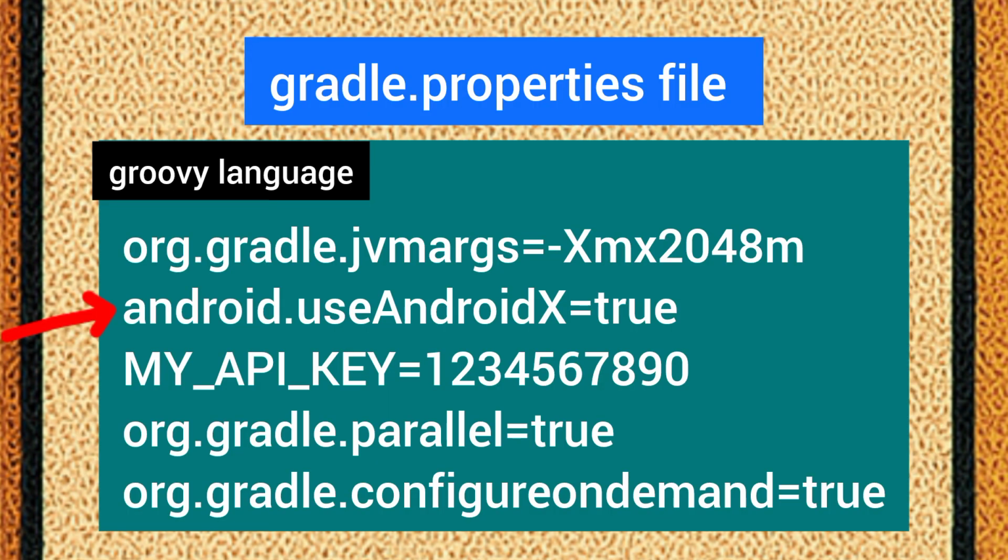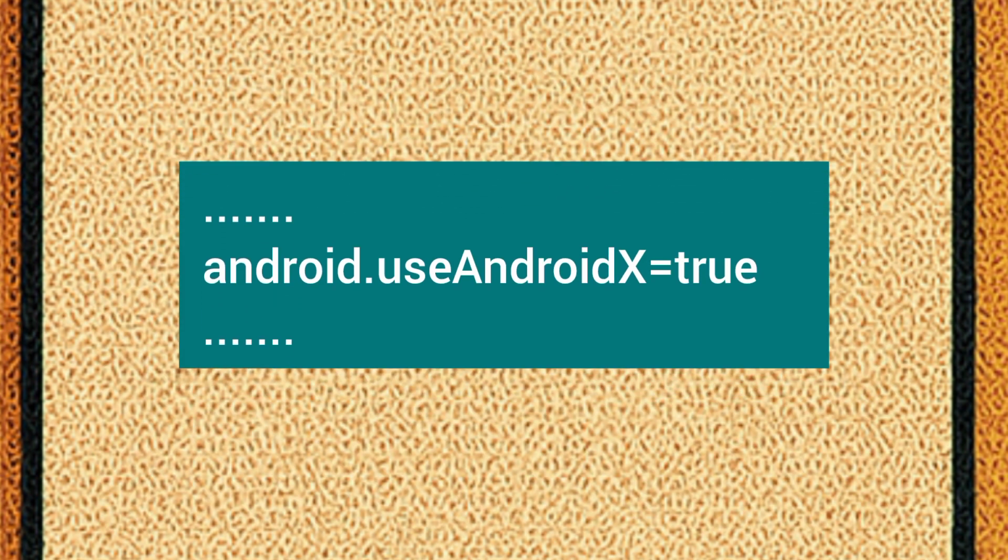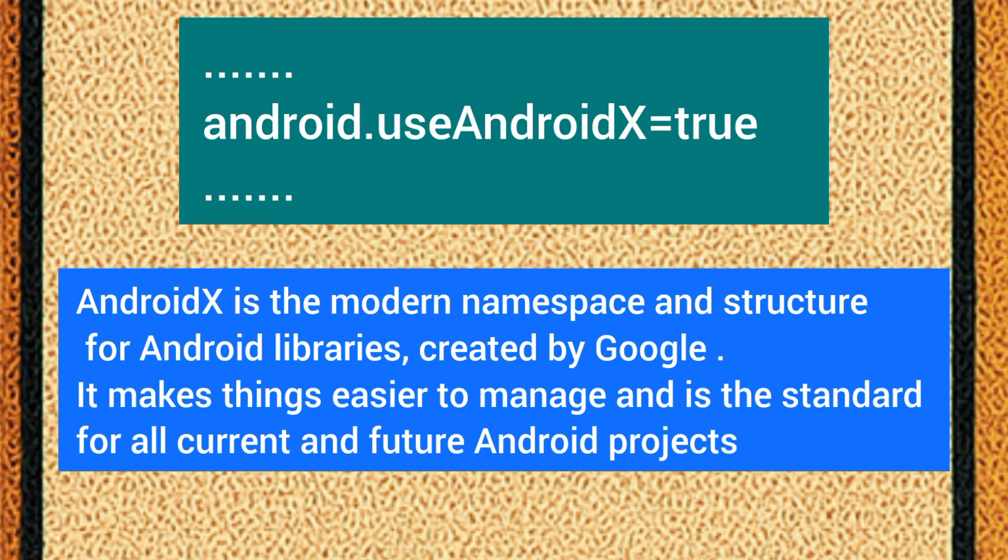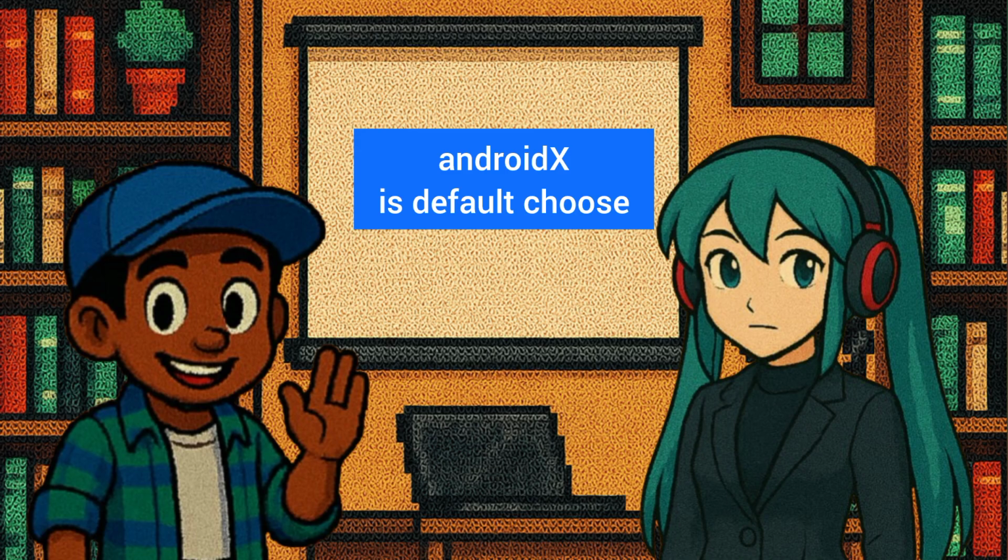Line 2. android.useAndroidX equals true. AndroidX is the modern namespace and structure for Android libraries, created by Google. It replaces the old support libraries with a clearer, more modular system. It makes things easier to manage and is the standard for all current and future Android projects. Note that Android Studio automatically migrates new projects to AndroidX. But if you're working on older projects, you may need to enable it manually, and that's what this line does.